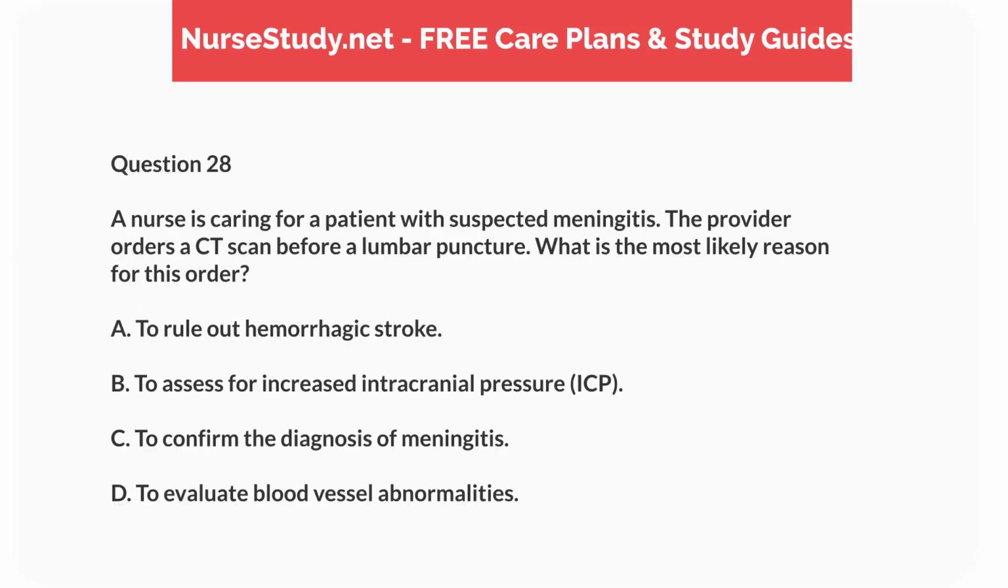Question 28. A nurse is caring for a patient with suspected meningitis. The provider orders a CT scan before a lumbar puncture. What is the most likely reason for this order? A. To rule out hemorrhagic stroke. B. To assess for increased intracranial pressure, ICP. C. To confirm the diagnosis of meningitis. D. To evaluate blood vessel abnormalities.